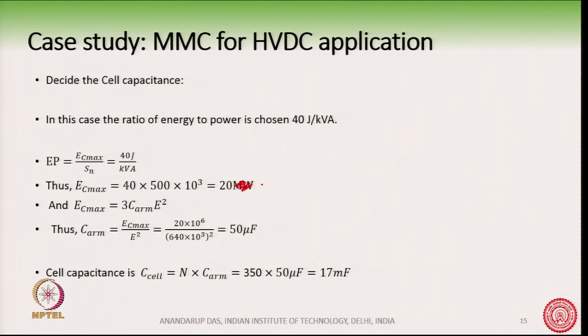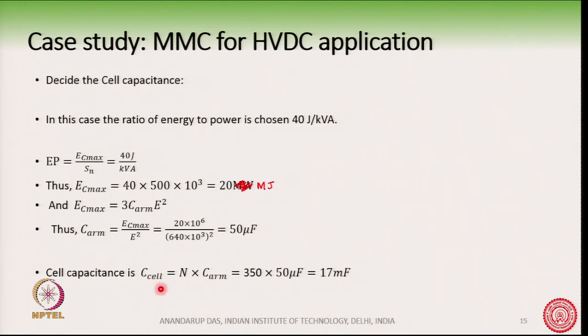So, this is 20 megajoule, and EC max, as we have seen earlier, is 3 times C arm into E square. So C arm will be equal to EC max by E square and will come out to be 50 microfarad. This value, 50 microfarad, is the total effective arm capacitance. The cell capacitance is related to the arm capacitance because there are n number of capacitors connected in series.